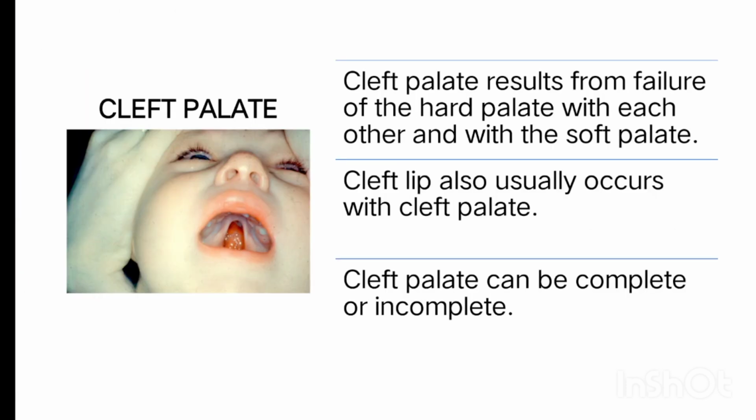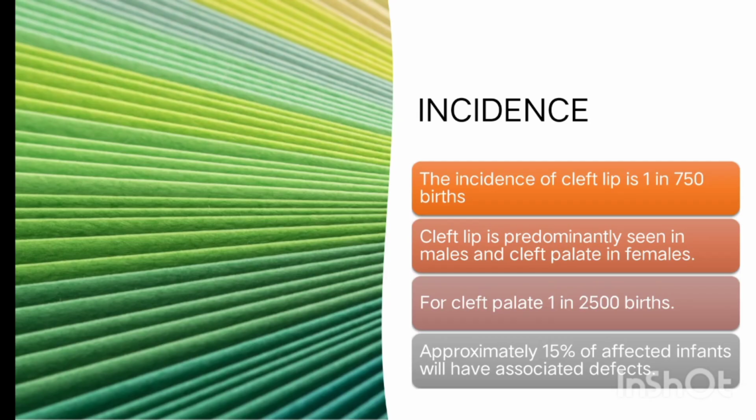So what is a cleft palate? A cleft palate results from a failure of the hard palate to fuse with the soft palate. Cleft lip also usually occurs with cleft palate. The cleft palate can be either complete or incomplete. So cleft lip and cleft palate can occur together in a baby, or the cleft palate can be either complete or incomplete, and the cleft lip either unilateral or bilateral.